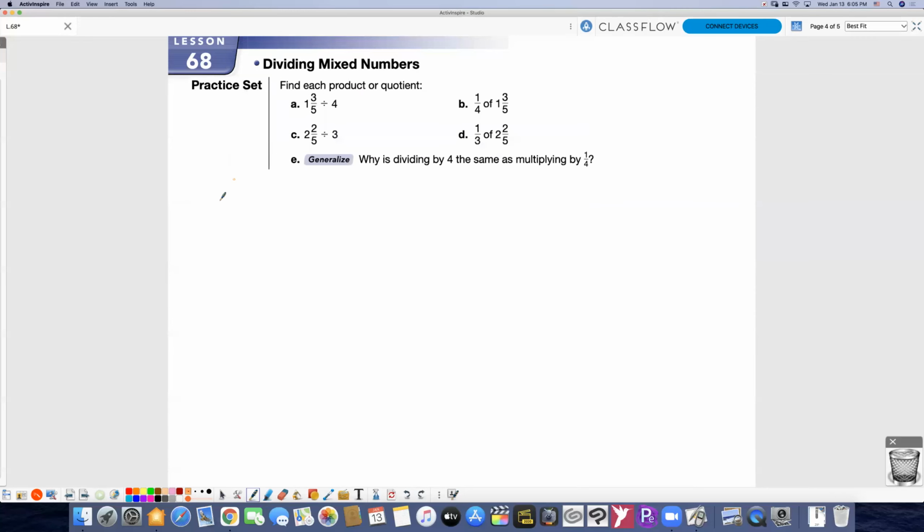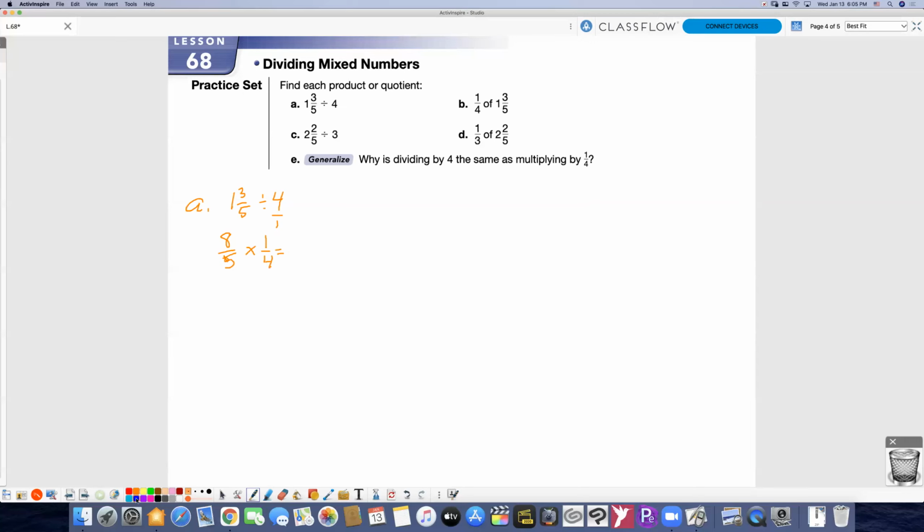All right, let's try a few of these. Letter A, 1 3/5 divided by 4. Go ahead and do that one. So first, you got to start with a shape, and the shape is 5 times 1, which is 5, plus 3 makes 8/5 in this case. The 5 is the denominator. This one would be 4 over 1. We have to multiply by the reciprocal, which is 1 over 4.